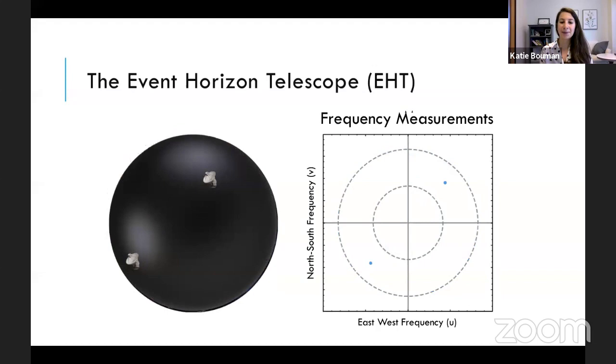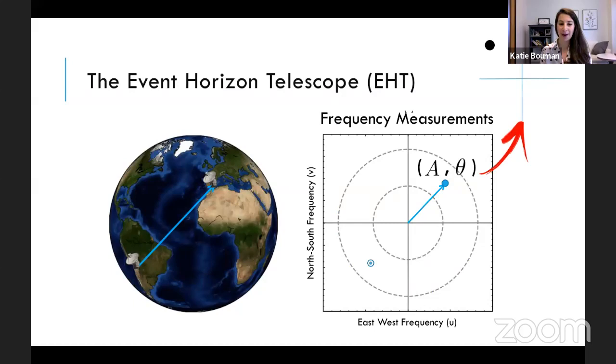And so it turns out that for every two telescopes in the telescope array, we get a single measurement of the underlying image's 2D spatial frequency that's related to the projected baseline between the telescopes. So each of these measurements is a point in the 2D spatial frequency plane. Each of these points is complex, meaning it can be described by two numbers, its amplitude and its phase.